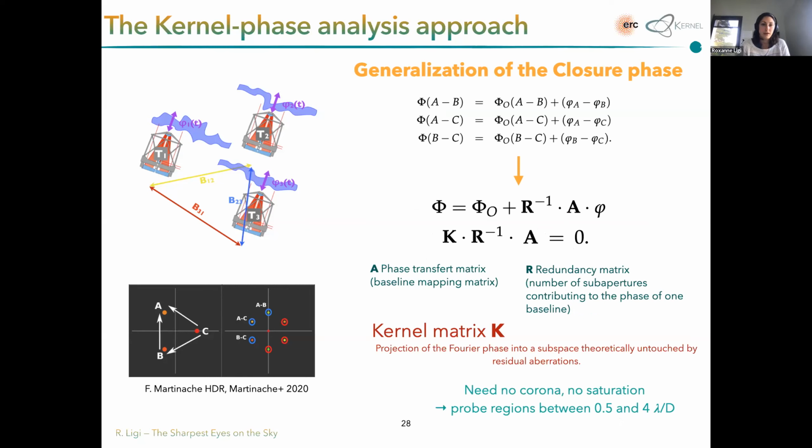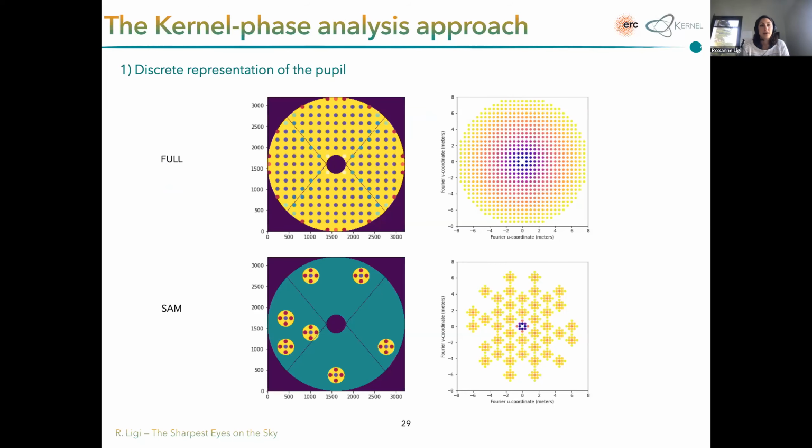It's actually putting all the phases in a matricial form, and then by computing the phase transfer matrix and the redundancy matrix, you can project your closure phases into a subspace which is untouched by residual aberration. So with this approach, you don't need a coronagraph. It shouldn't be saturated, and what is really interesting is that you can probe regions which are much closer to the star. This approach requires a discrete representation of the pupil that you are using.